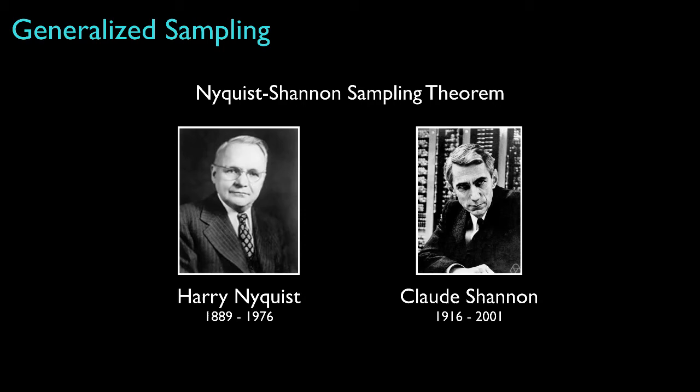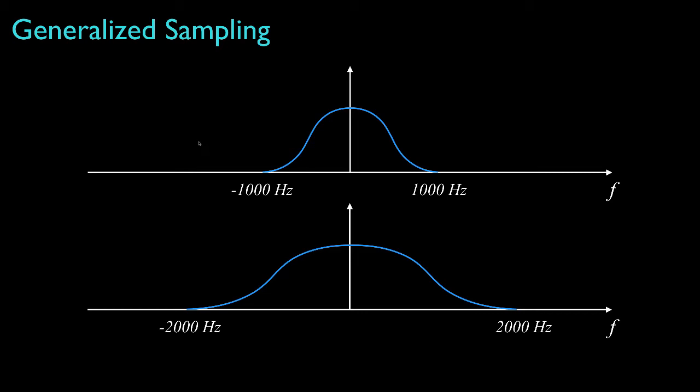fluctuates in time. The spectrum at the top, for instance, is associated with a signal that contains no fluctuations faster than 1,000 hertz or cycles per second, whereas the spectrum on the bottom is associated with a signal that contains no fluctuations faster than 2,000 hertz or cycles per second. Accordingly, we say that the signal at the top has a bandwidth that is equal to 1,000 hertz or 1 kilohertz, and the signal on the bottom has a bandwidth that is equal to 2 kilohertz.